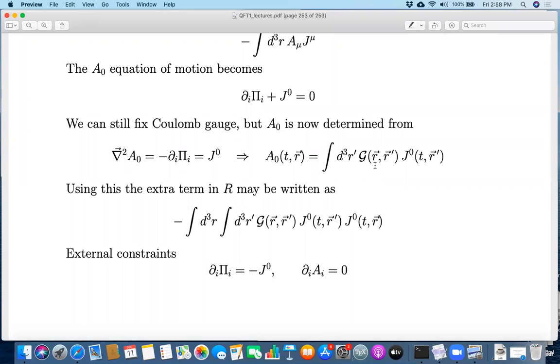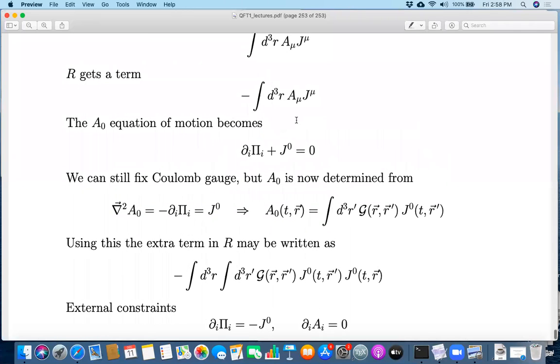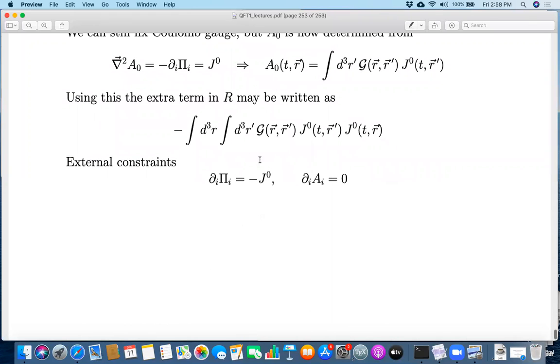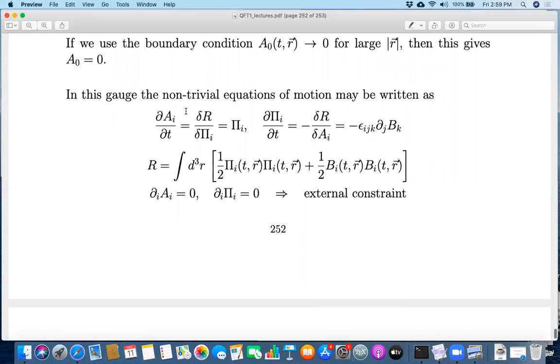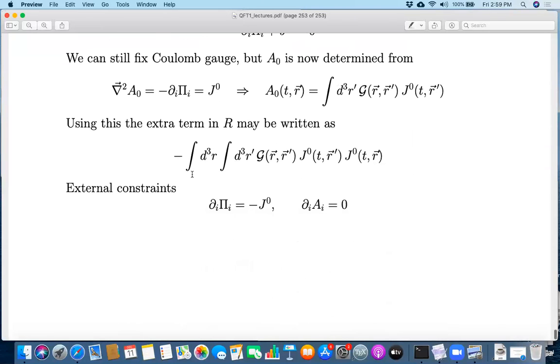And using this, we can eliminate A0 and you can write the extra term that we have in R as this double integral. Okay, notice that this is still local in time, right? Because it involves product of currents at the same time, but it involves two space integrals. And the external constraints now are these, right? So basically, in the presence of the source, all that will happen is that the Routhian will get an extra term like this. Okay, so it will be this plus that extra term, which is here.